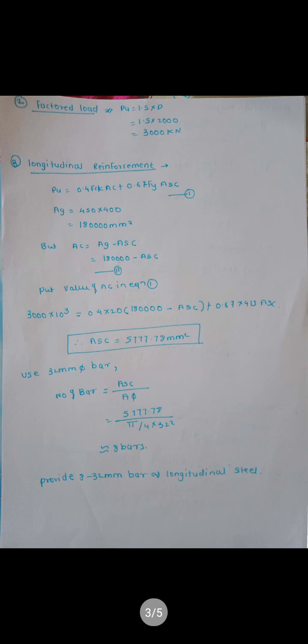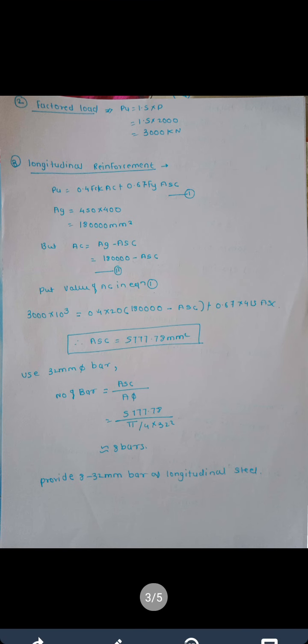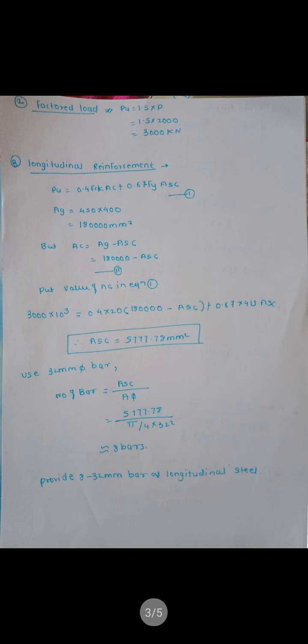Next step is to calculate longitudinal reinforcement, which is given by Pu = 0.4 fck Ac + 0.67 fy Asc. We have gross cross sectional area Ag, which is 450 by 400. With the help of formula, gross sectional area is equal to Ac plus Asc, where Ag stands for gross cross sectional area of section, Ac stands for area of concrete, and Asc is nothing but area of steel. With the help of this, we will get a value of Asc.